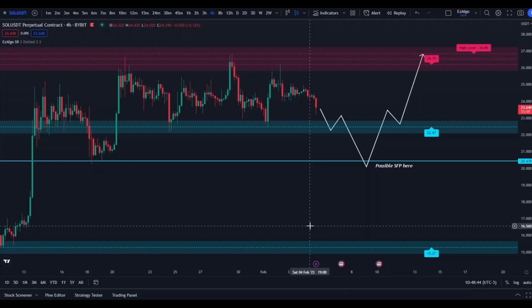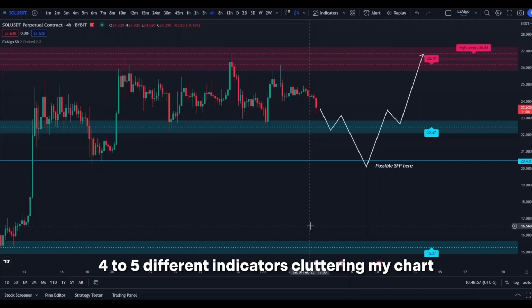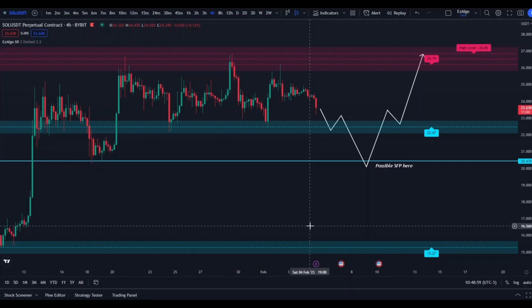All right, guys, so I thought I'd go over in this video my profitable swing trading setup. This is going to be for the 1 hour to 4 hour to even daily time frame. And you'll notice right off the bat that I'm not using 4 to 5 different indicators cluttering my chart, giving me a headache every time I load in TradingView.